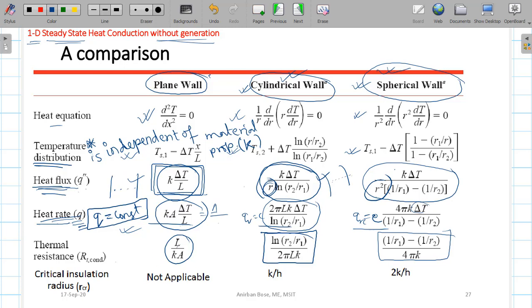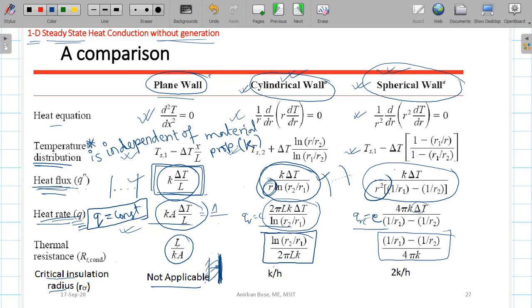Thermal resistance, you have to remember these final results definitely, otherwise for the composite slab or composite systems it is difficult to find the results. The critical insulation radius, the question of critical insulation radius is not applicable in case of a plane wall, because in a plane wall there are no two competing opposite effects. It is clear that if you increase the thickness of the insulation, it will definitely increase the resistance, because the convection area is fixed.